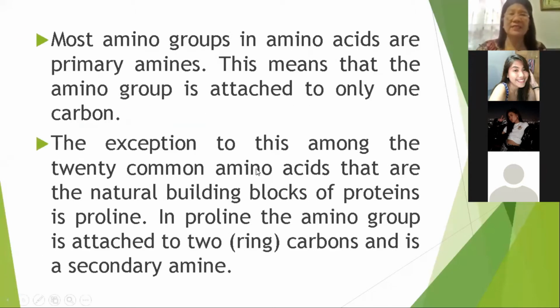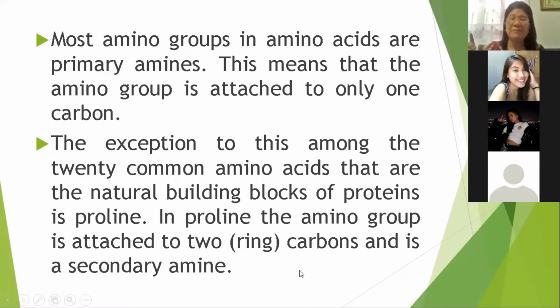So, most amino acids are primary amines. What are primary amines? This is the central carbon, then the hydrogen, then you have the carboxylic group, COOH. Next to it is the amine. Primary, because it is NH2. So, the exception among the 20 amino acids that are natural building blocks of protein is proline. It is not a primary amine, it is proline.